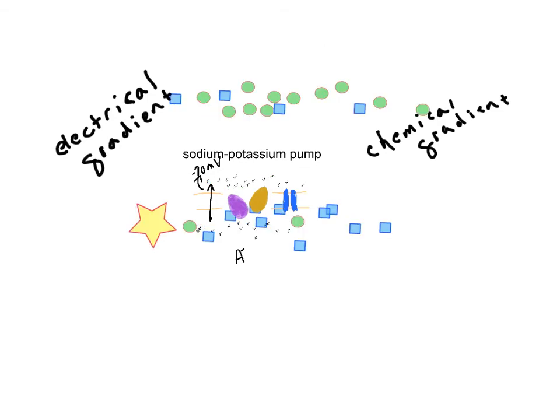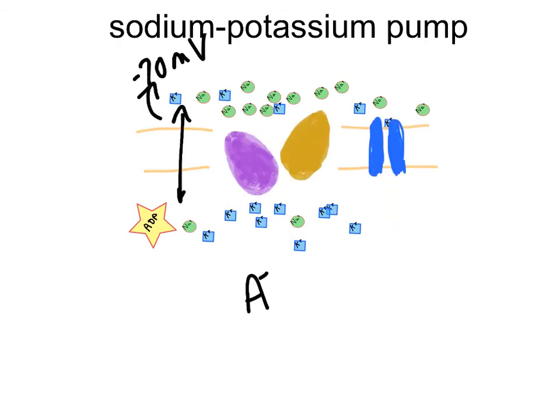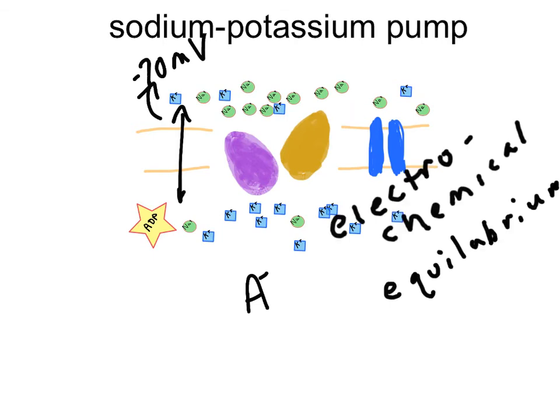So what we end up with is when the force to move potassium with the concentration gradient out of the cell is equivalent to the force used to pull potassium back into the cell to offset the negative charge, we end up with electrochemical equilibrium.